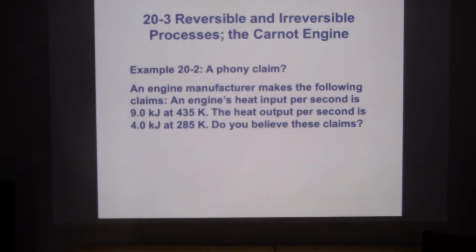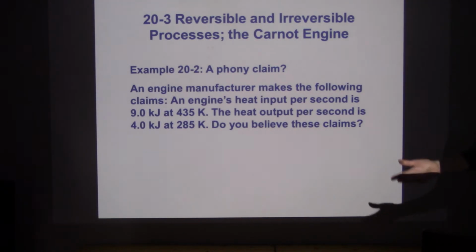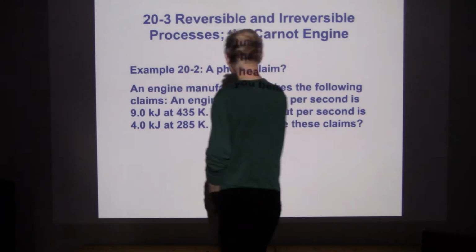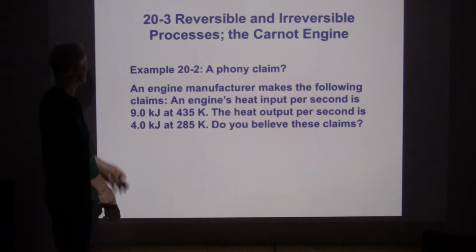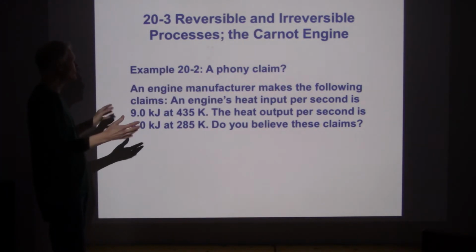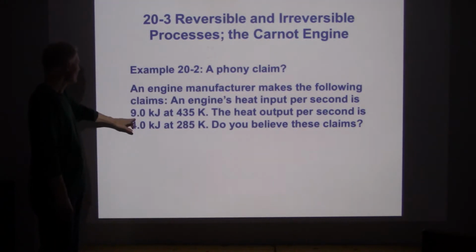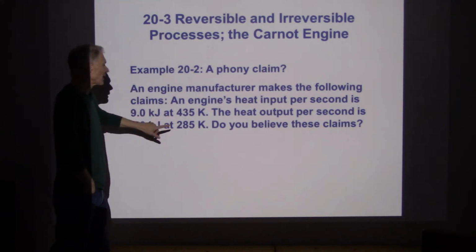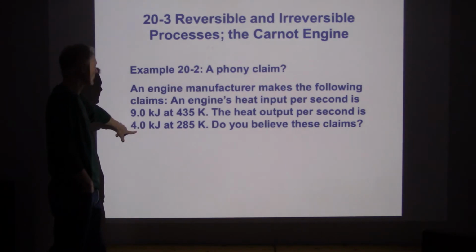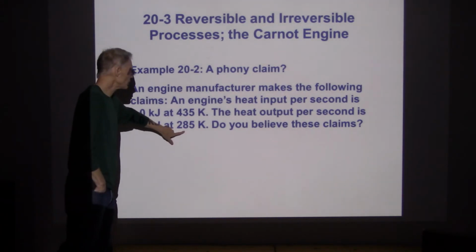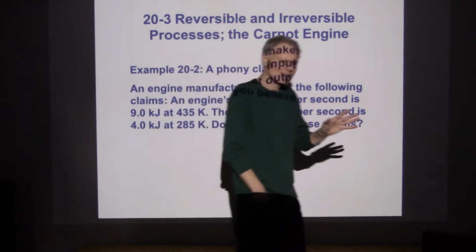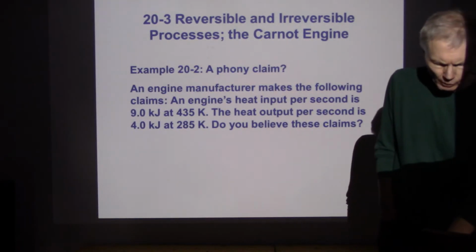All right, so let's look at a few more examples with these heat engines. This example is referred to as a phony claim. An engine manufacturer makes the following claim. Somebody invents a new heat engine and says that the heat input per second is 9,000 joules at 435 kelvins, and the heat output is 4,000 joules at 285. So we want to check and see if this seems reasonable.